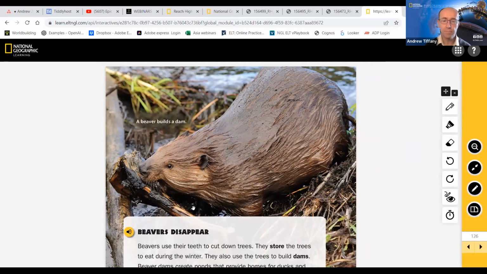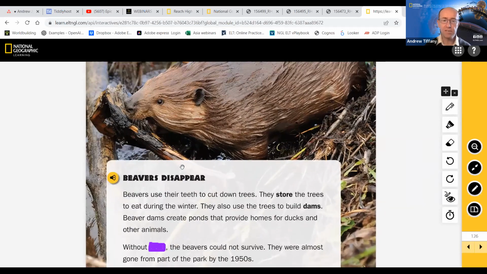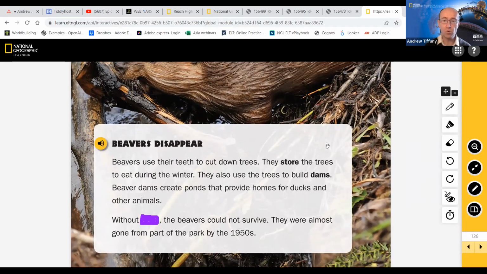Let's take a look. Beavers. Beavers use their teeth to cut down trees. They store the trees to eat during the winter. They also use trees to help build dams. Beaver dams create ponds that provide homes for ducks and other animals. Without the trees, beavers could not survive. They were almost gone from the park by the 1950s. Okay, what word goes here? Trees, very good. Without the trees, because the trees are all going, because they're getting eaten by the elk and they can't grow fast enough. Oh no. Oh man.